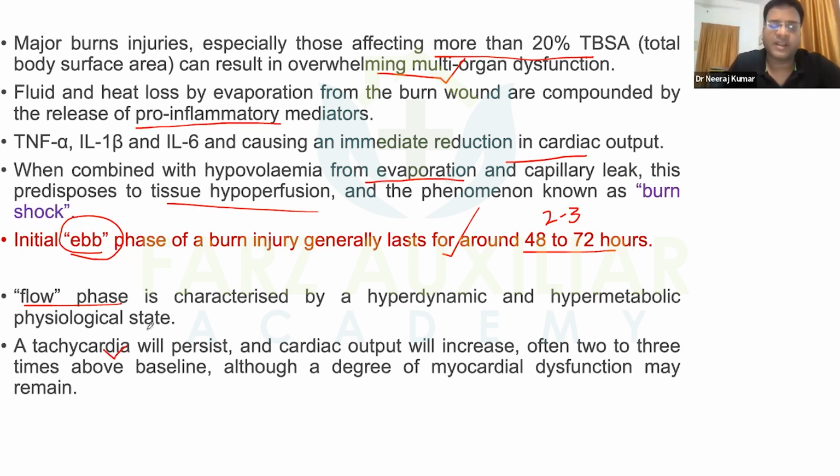And how will the patient present? The patient will have tachycardia, and an increased cardiac output, often 2 to 3 times above the baseline. That is very, very important. So here you understand the three concepts about your flame burn, your burn shock, about ebb phase, and about flow phase. They can ask about ebb phase and flow phase and how it is characterized.